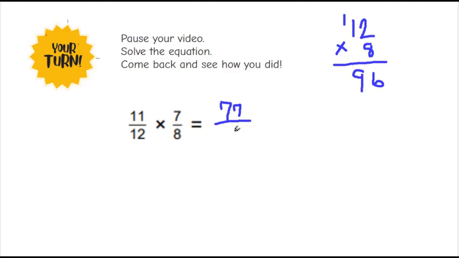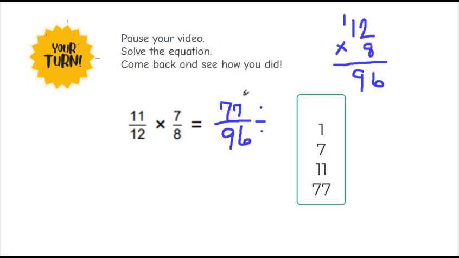So now I still have a great big number, right? And can I reduce this? Was anybody able to reduce this? The only 2 factors of 77 are 1 and 77, and then 7 and 11. So I need to see if 96 can be divided by 7 or 11. And it cannot. So this is our simple or reduced answer, 77 over 96.